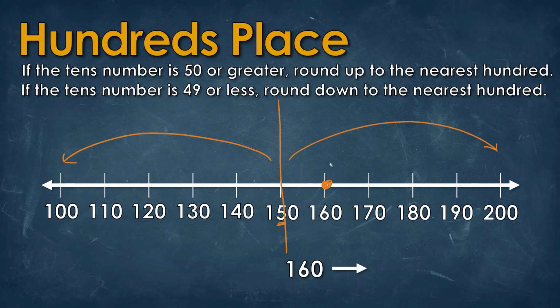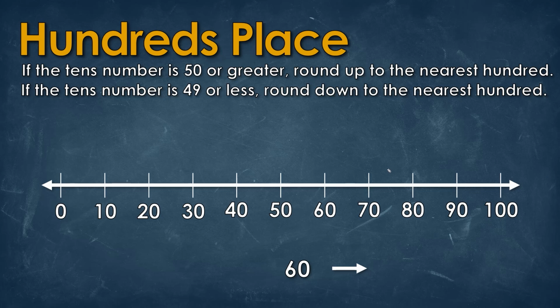Well, you can see that we're on the right side. We're right here, so we're closer to 200. So for us to round to the hundreds place, the answer is going to be 200. We said that 160 is closer to 200, so we round to 200.